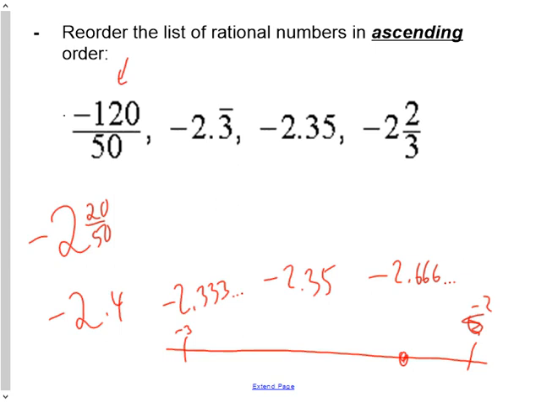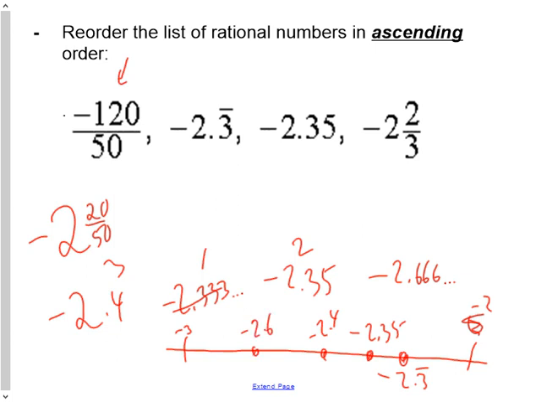Then I'll put number 1 above there. That's negative 2.3 repeating. Then we're going to go here with negative 2.35. That's the next largest number. Then the next one would be negative 2.4. And then we're going to go negative 2.6 repeating.